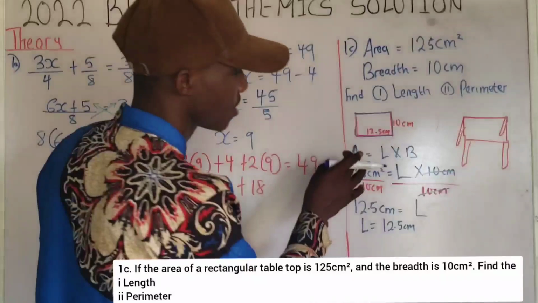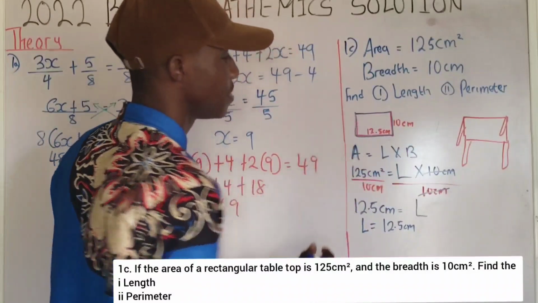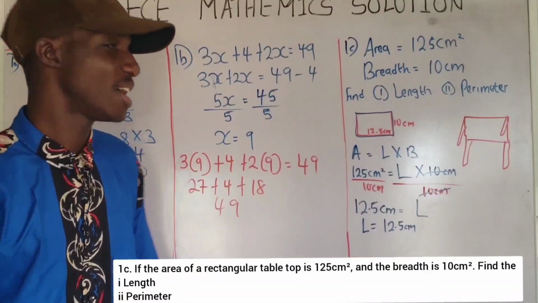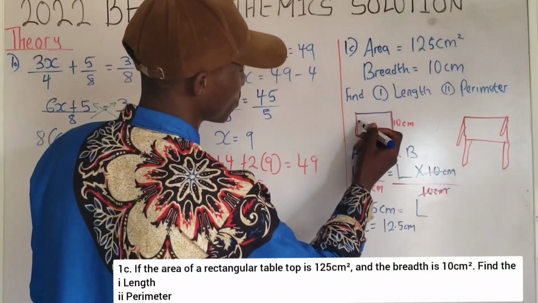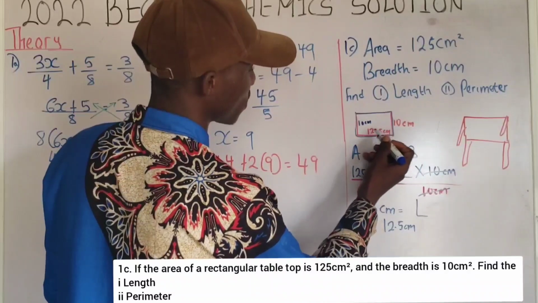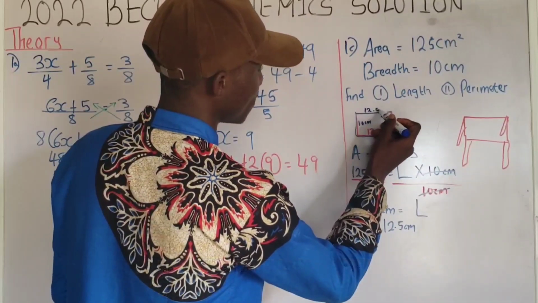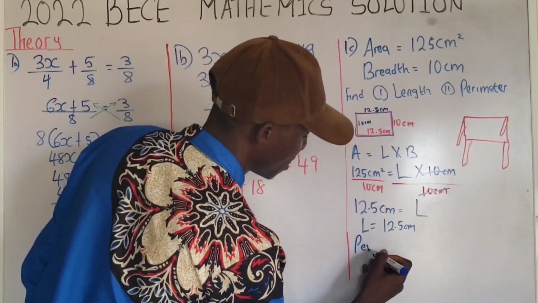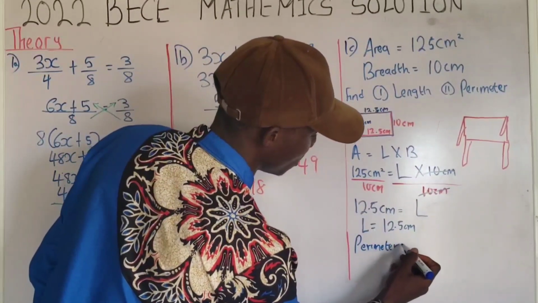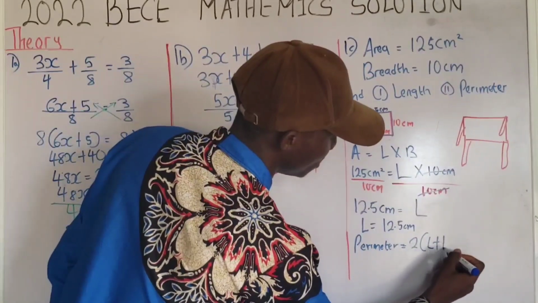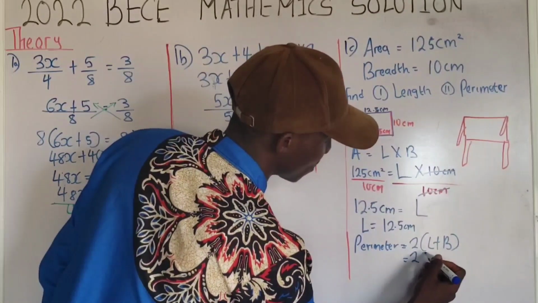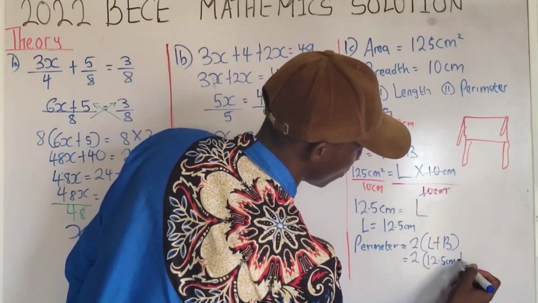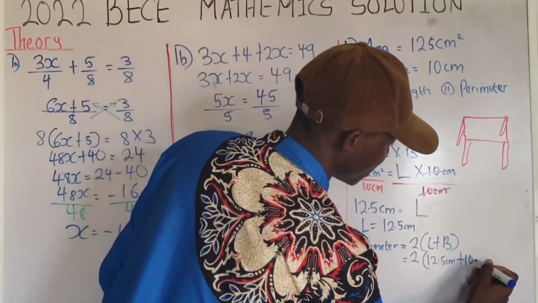Now, but I'm looking at something here. If this place is 10 centimeter, and because it is a rectangle, a rectangle is a shape that has two opposite sides equal. You understand? And if this place is 10 centimeter, this will also be 10 centimeter. And if this is 12.5 centimeter, this will also be what? 12.5 centimeter. Do you understand? And the perimeter of a rectangle is given by 2 into bracket L plus B. You understand? Okay, so here I'm going to have 2 multiplied by L. L is 12.5 centimeter plus B is 10, so I'm going to have plus 10 centimeter.